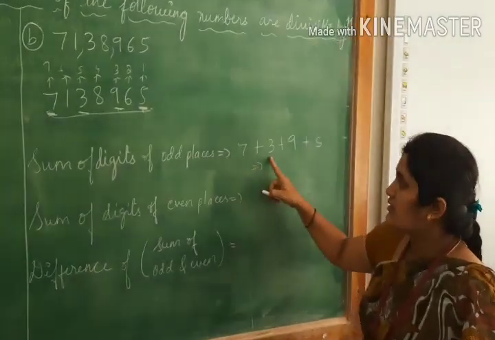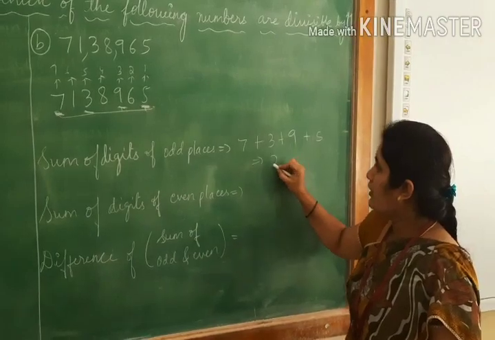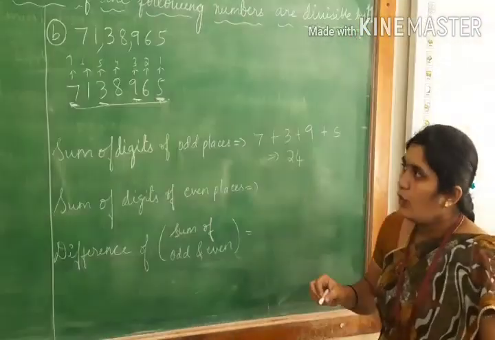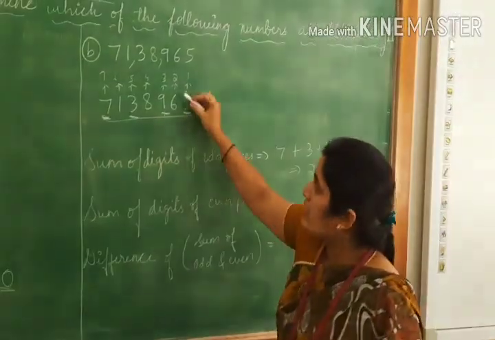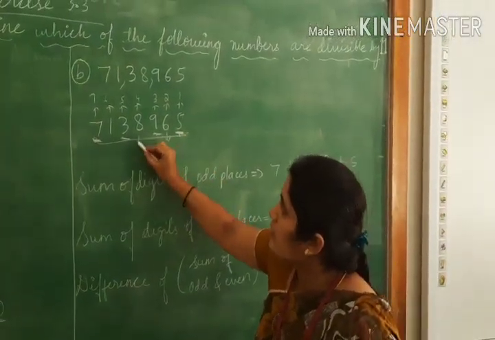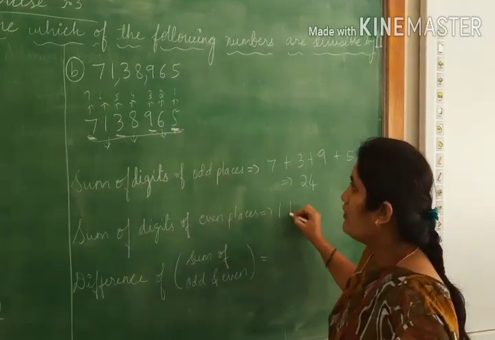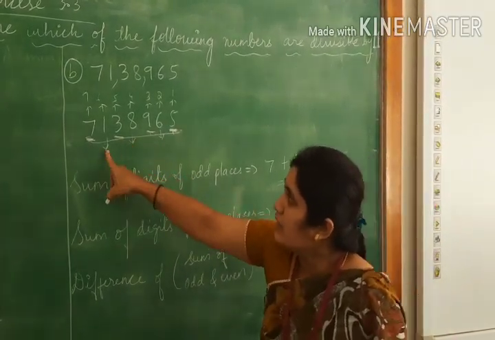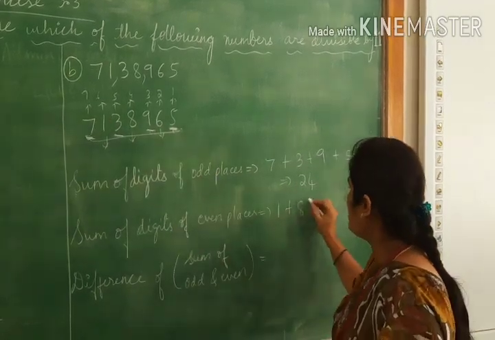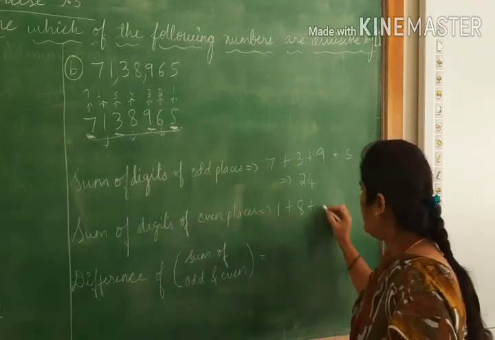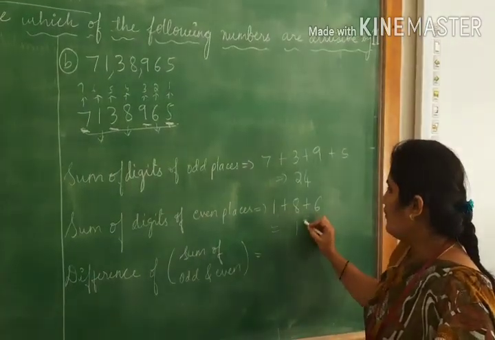Now 7 plus 3 is 10, 10 plus 9 is 19, plus 5 is 24. Now let me move on to the next part, that is the sum of digits of even places. Consider the even places: second place, fourth place, sixth place. That is 1 in lakhs place, 8 in thousands place, and 6 in tens place. Now add this: 1 plus 8 is 9, 9 plus 6 is 15.